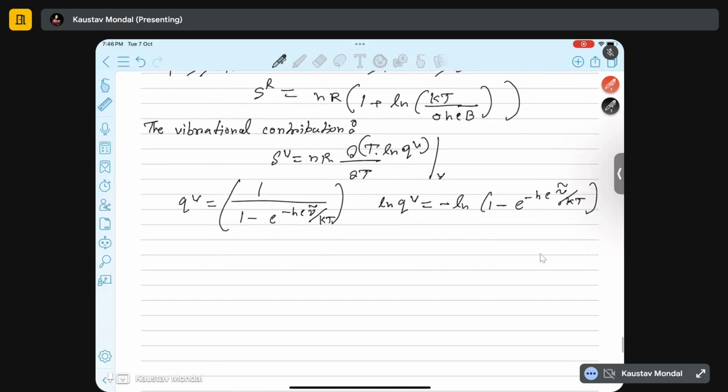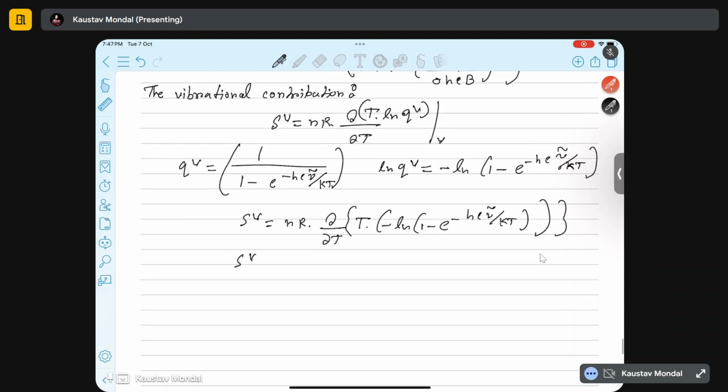Now from here, if you put SV equal to NR into del T of T into ln QV, so minus ln of 1 minus e to the power minus hc nu tilde by kT. So this whole thing will be inside the derivative with respect to T. So SV equal to NR into. Now you have to basically do this whole derivative.